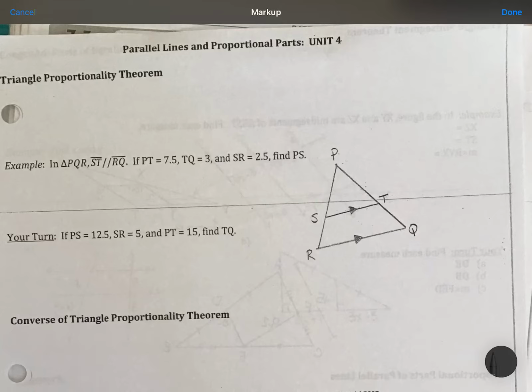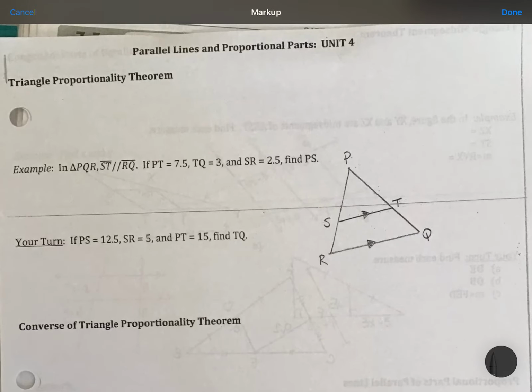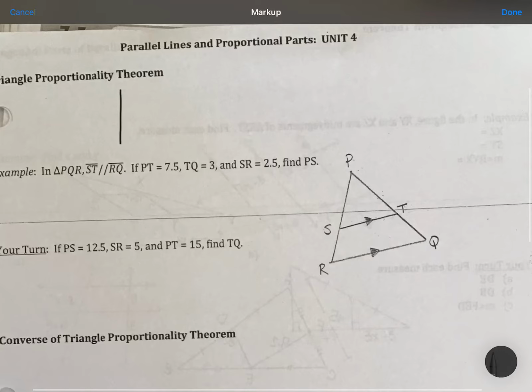We're going to first talk about the triangle proportionality theorem. And what this says is you have a triangle and you have another triangle kind of built into that big triangle. So you have 2 similar triangles. And we know that these 2 segments are parallel to each other because they're marked, and also because that's the way this theorem works. You have to have parallel segments.